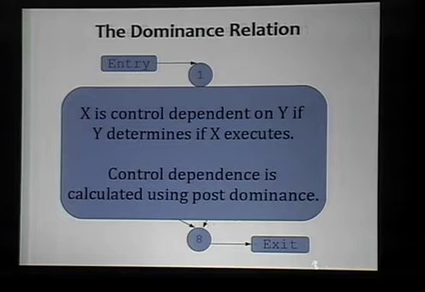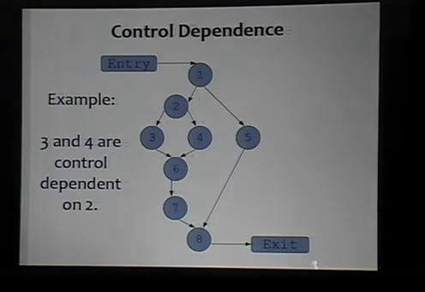X is control dependent on Y if Y determines if X executes. It's pretty simple though, right? So, anything in the middle of this graph, so 3 and 4 are control dependent on 2. 2 is the branch that you take that determines whether or not 3 or 4 execute. It's just the one right above on the tree, the nearest sort of branch point.